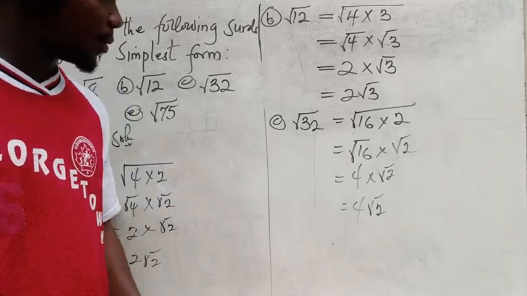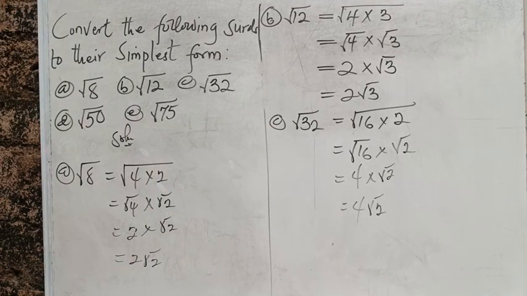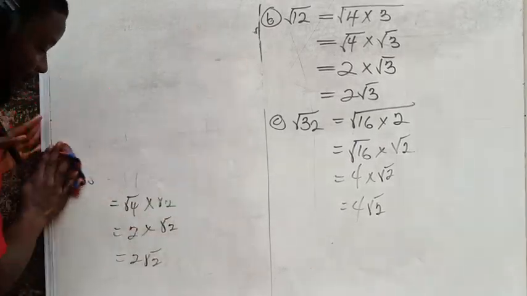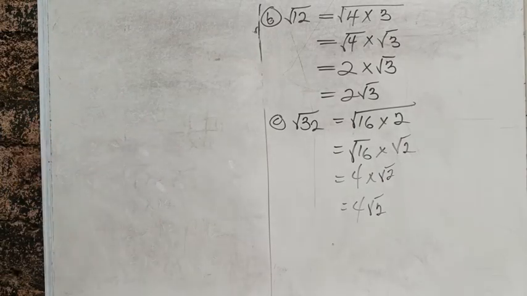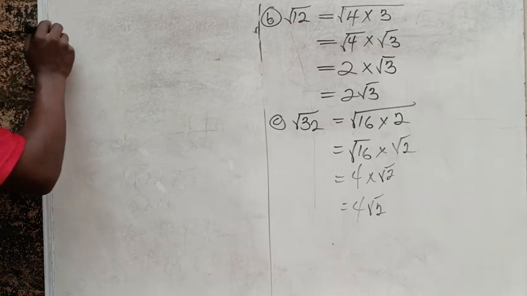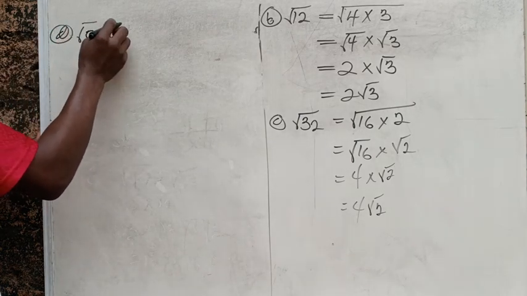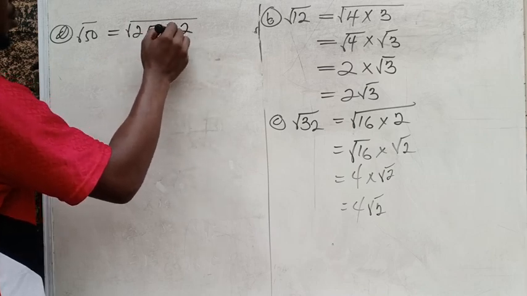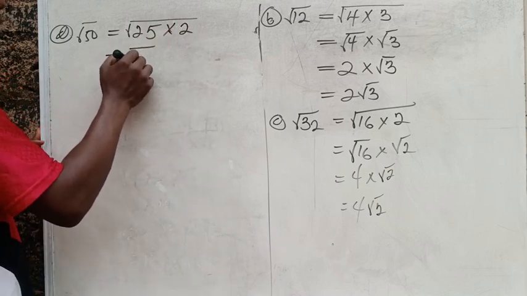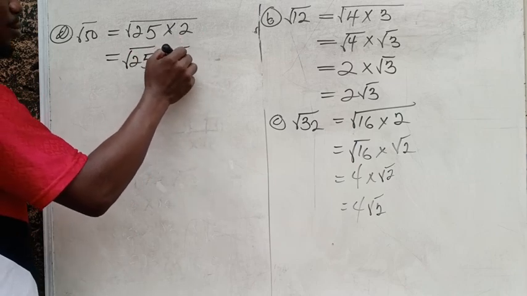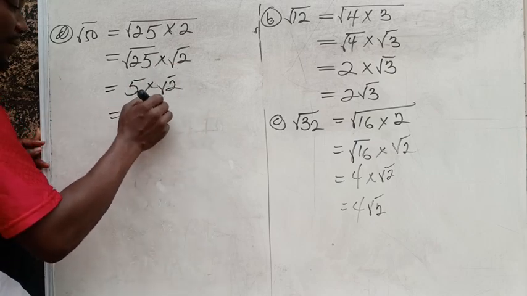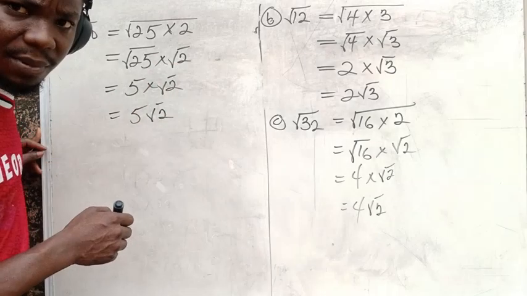Then let's quickly look at root 50 and then root 75. So for D, we have root 50. Root 50 is going to give us the square root of 25 multiplied by 2. So this is going to give us root 25 times root 2, and that is going to give us 5 times root 2, which is equal to 5 root 2. So that becomes the simplest form.